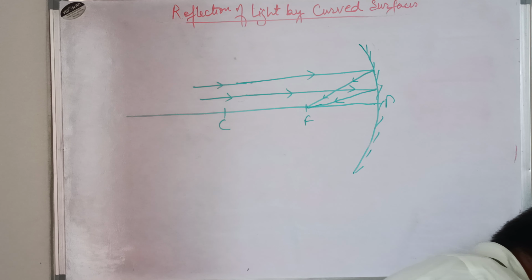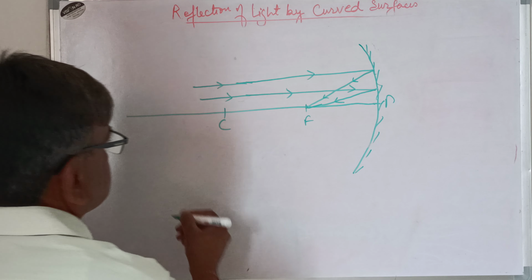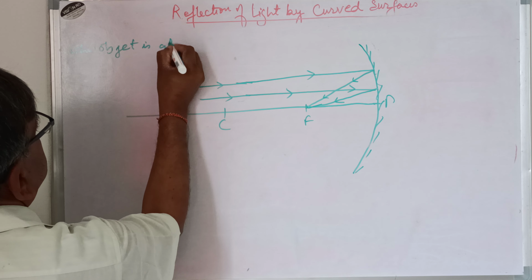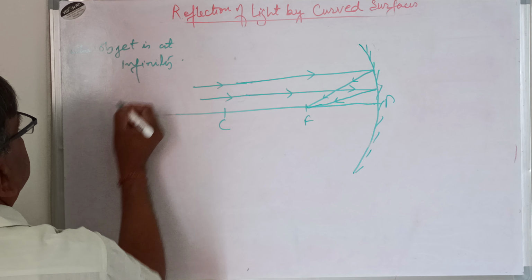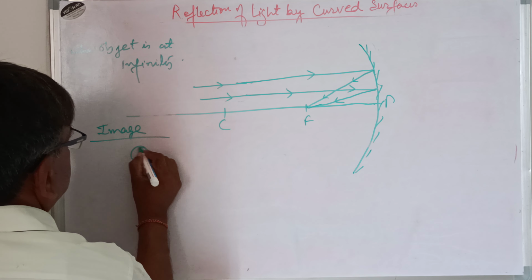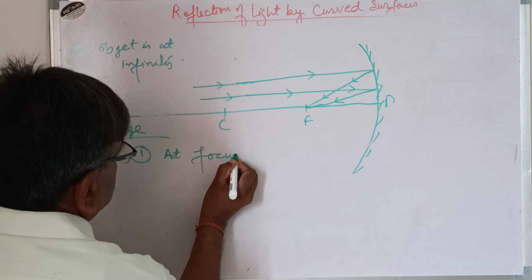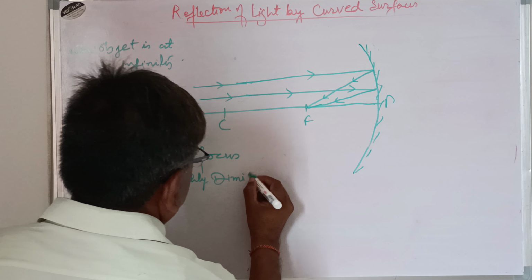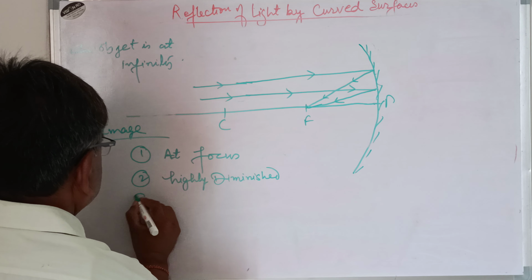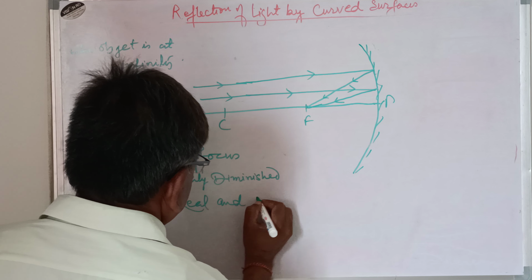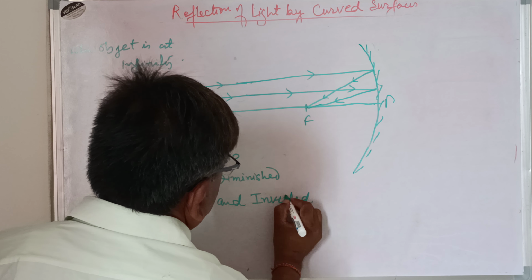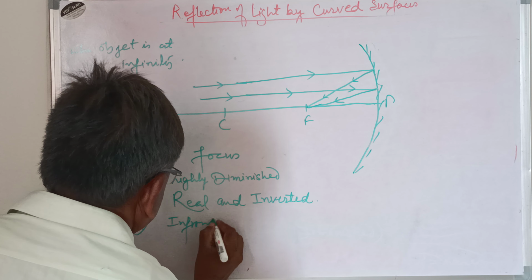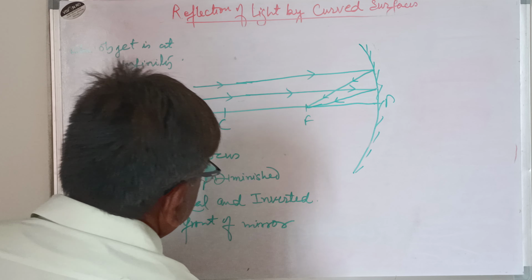So its nature is real, inverted and highly diminished. When the object is at infinity, the image number one will form at the focus, number two, highly diminished, very small as compared to the object, and number three, real and inverted. And the location is in front of the mirror. When it is real, it will be in front of the mirror.